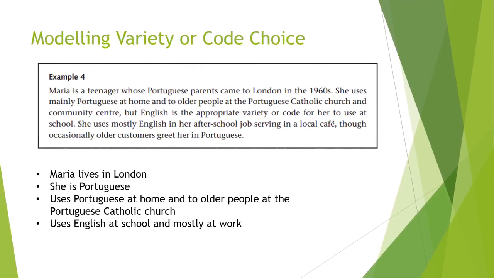On this slide, I'm going to explain modeling variety or code choice. To understand modeling variety, look at example number 4. This example describes Maria who lives in London. She is Portuguese and she uses Portuguese at home and with other people at the Portuguese Catholic Church, and she uses English at school and mostly at work.